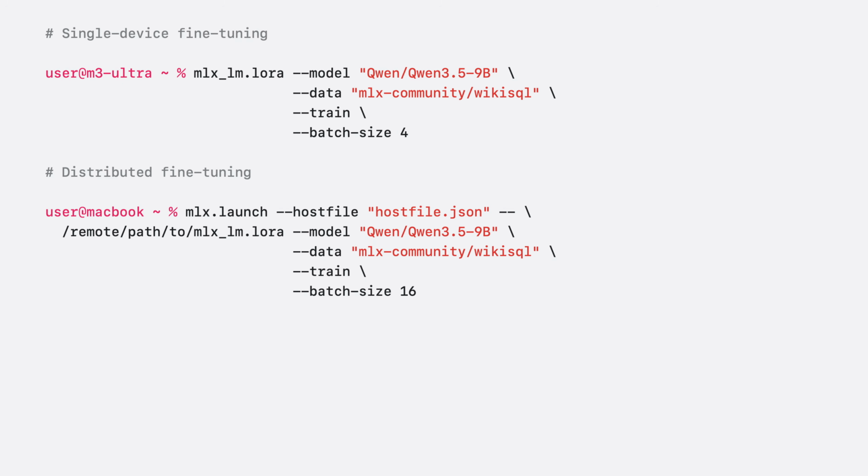As before, the only difference from a single device is launching the job with MLX launch from your MacBook, specifying a path to MLX LM LoRA on remote machines. Data sharding is handled by MLX LM, and the command is almost identical. We scale batch size by the number of devices, so each machine still processes the same number of samples per step as before. Let's fine-tune Qwen 3.5 with 9 billion parameters on a single machine and on the cluster, and compare the number of tokens the model processes per second.